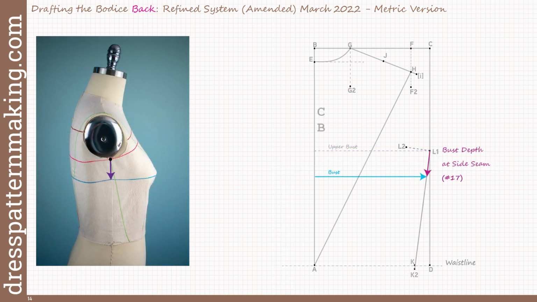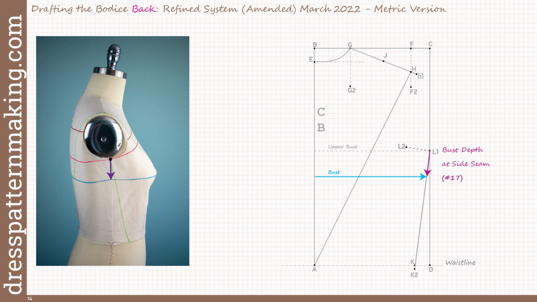Next, take your bust depth at side seam measurement. That's number 17 on the measurement chart. Measure down from the underarm point L1 and mark the bust level. Draw a line from the centre back at right angles to the centre back line to touch this point.